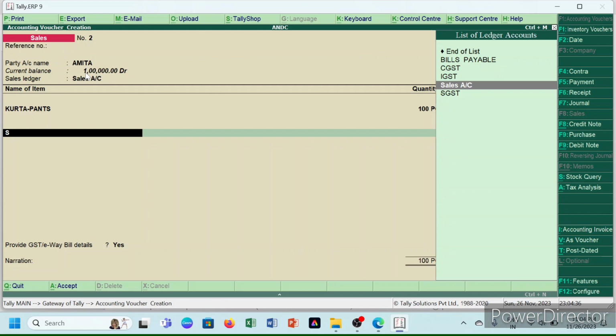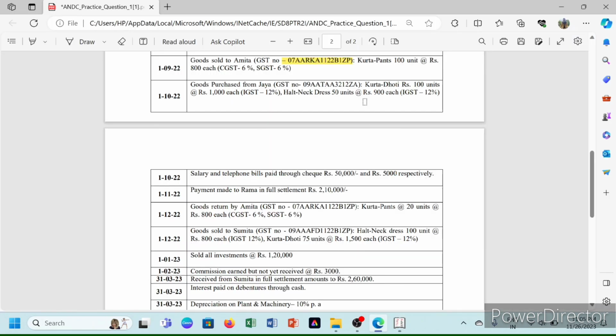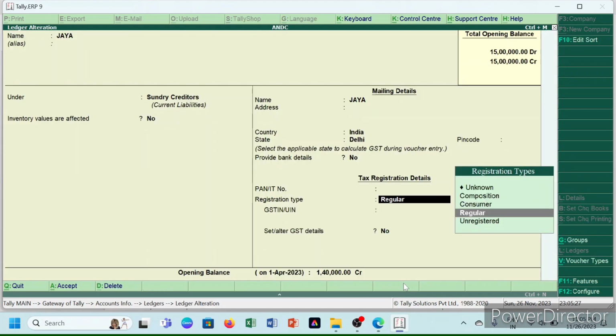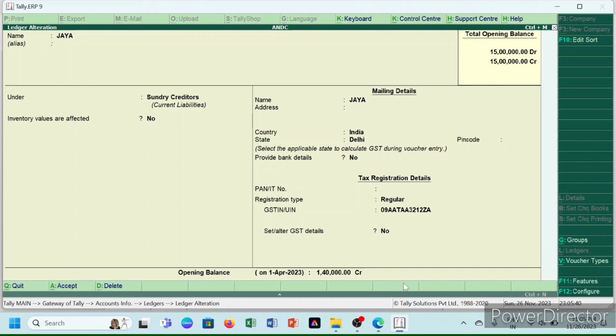Our fourth journal voucher is goods purchased from Jaya, GST number given. Jaya is one of our creditors. So we will again alter the account of Jaya by going to accounts, then press L, then A. Jaya. The GST UIN number is already given in the question: AATAA 3212ZA. We just alter the GST UIN number and nothing else. Then again go to vouchers.